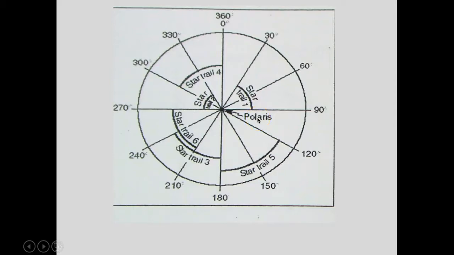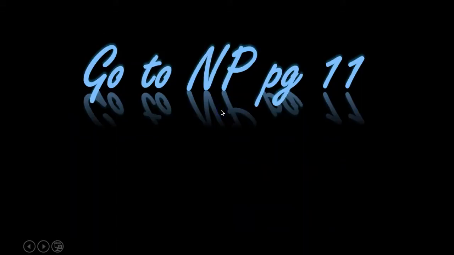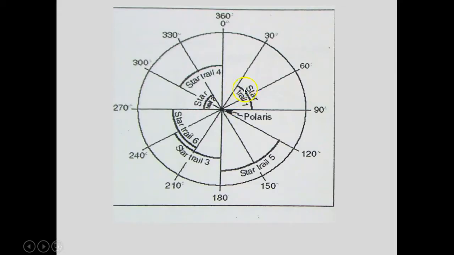All right, guys. So the video had cut short, so I have to pick up from here. So like I was saying, these are the star trails. In the center right here, you have Polaris. You have Star Trail 1, 2, 3, 4, 5, 6.